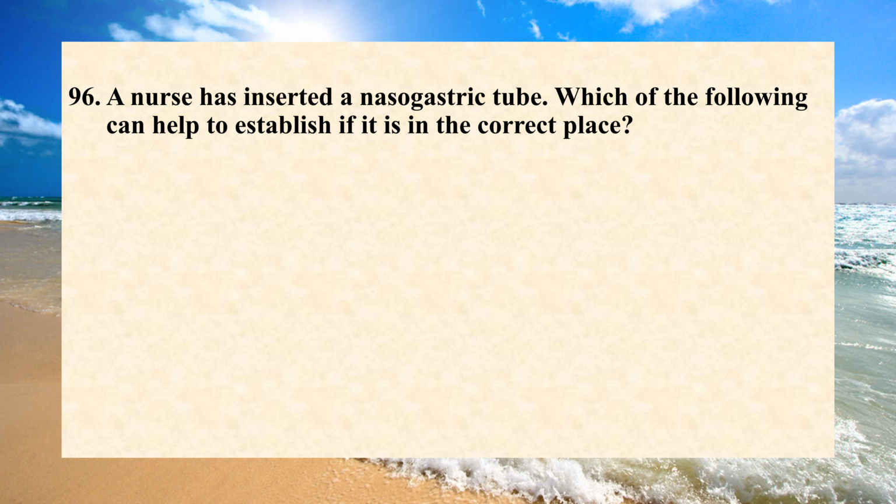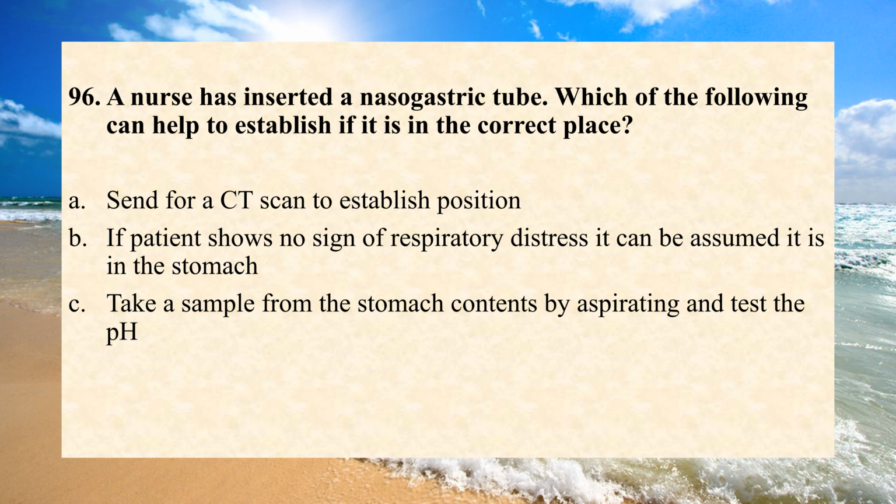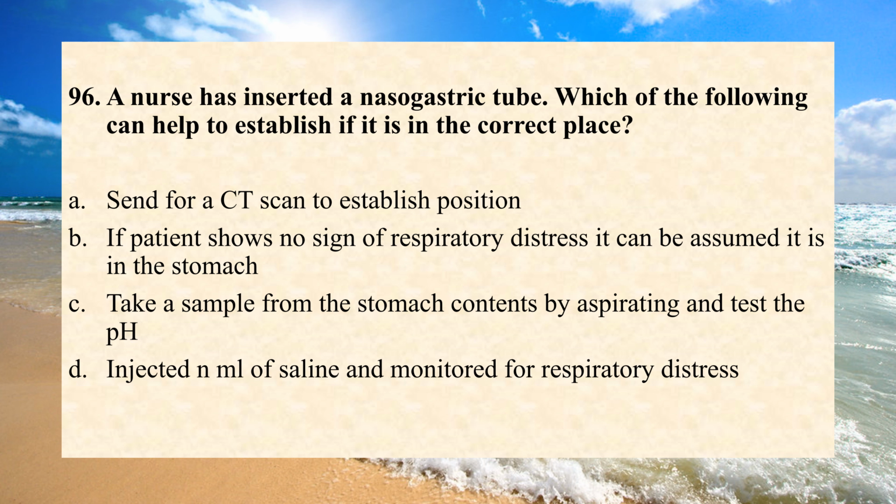A nurse has inserted a nasogastric tube. Which of the following can help to establish if it is in the correct place? Option A. Send for a CT scan to establish position. Option B. If the patient shows no sign of respiratory distress, it can be assumed it is in the stomach. Option C. Take a sample from the stomach contents by aspirating and test the pH. Option D. Inject 10 ml of saline and monitor for respiratory distress.